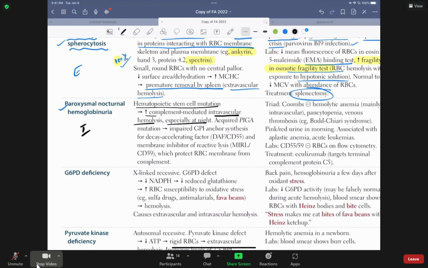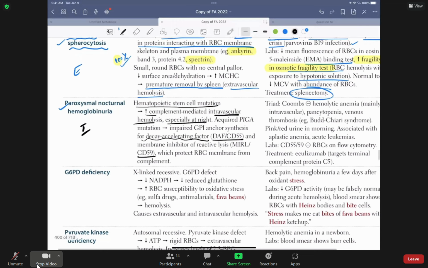Because they are missing the CD55 and 59. That's all it is, folks. They're missing the CD55 and 59. And I mentioned in immunology, another name for it, decay accelerating factor. That's a name for CD55 and 59.